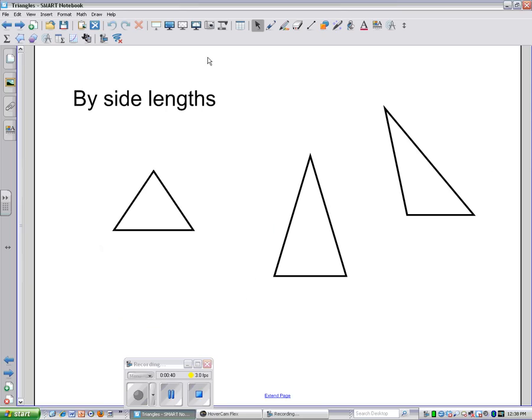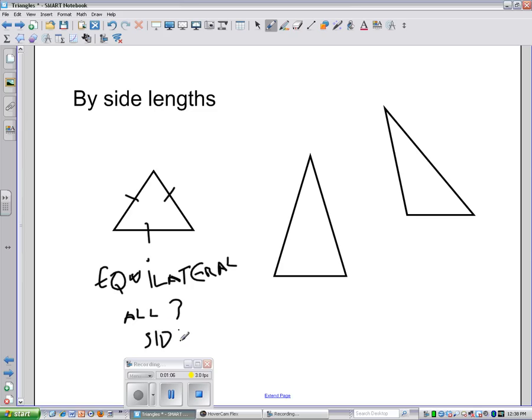So we can categorize triangles in a couple of ways. We can categorize them by the lengths of their sides, or by how their angles work. This one, in which all three sides are the same, is called an equilateral triangle. My writing is still not any better on this equilateral triangle. Okay, and in this one, all three sides are congruent.